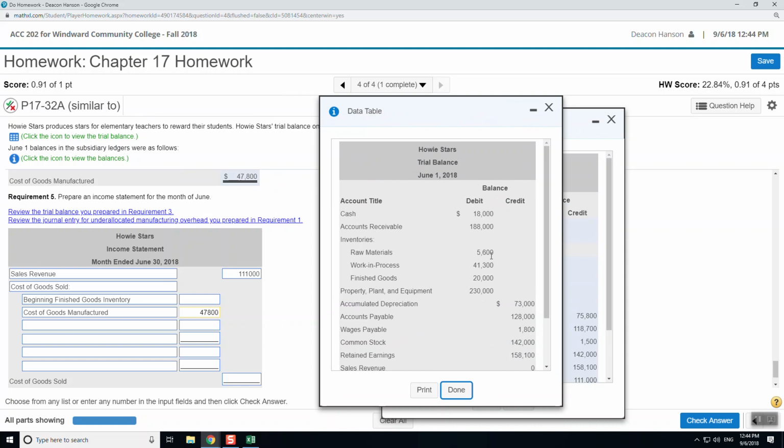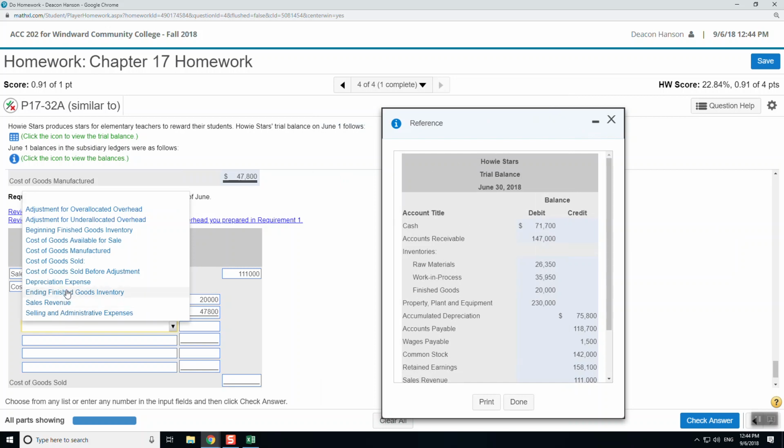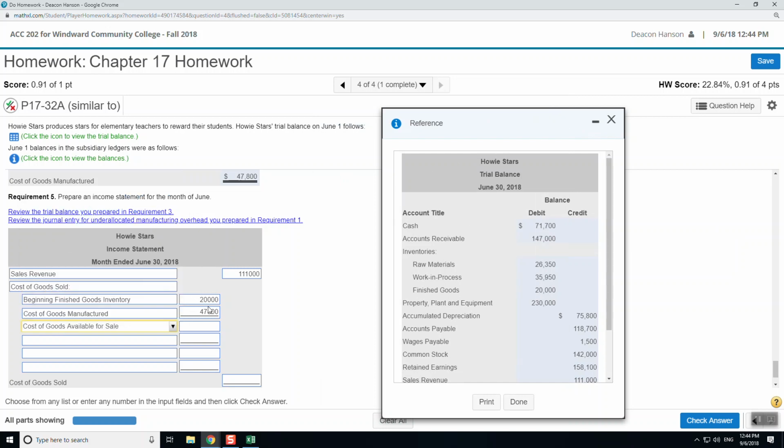Here's June 1st. And it was 20,000 to start. You see where I got that? Okay. I think I can put away the beginning trial balance for now. So what I'm going to have is cost of goods available for sale. Right, beginning plus what I made. We're a manufacturing company, so it's what we made, not what we bought to resell, but what we made.